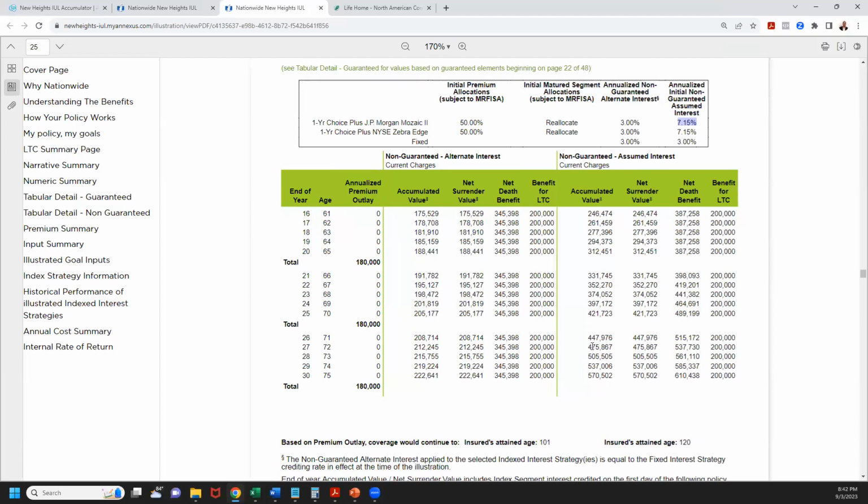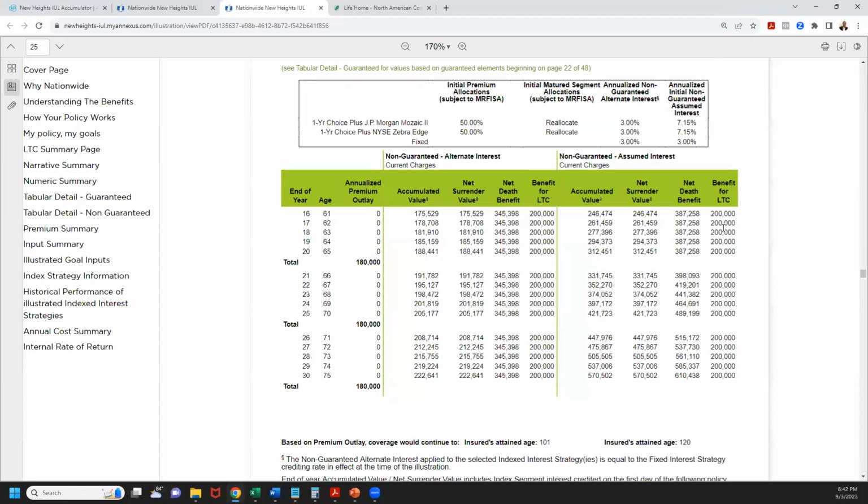Anilji, there is two columns. One is death benefit and another one is benefit for LTC. What is the difference between those two? Right. So for long-term care, we have chosen 3%. So they will calculate 3% of 200K. That means client will get 6,000 per month LTC.